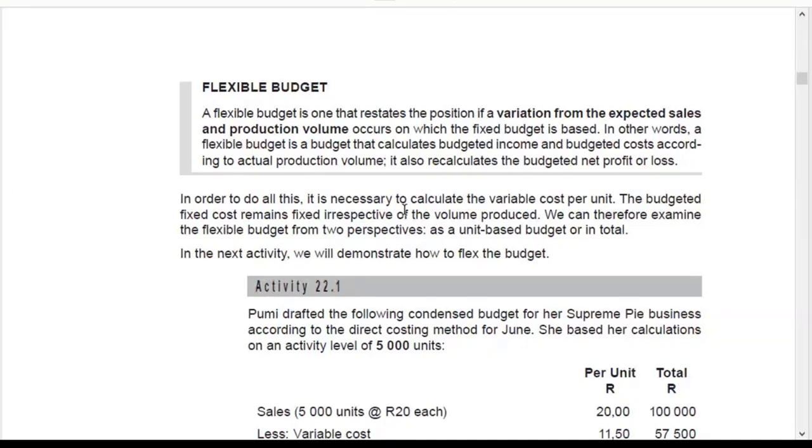So that's a flexible budget, because you are forecasting, taking into account what actually happened. You guys understand? Right now, since COVID, we saw that there are certain things that you might not be able to predict will happen.